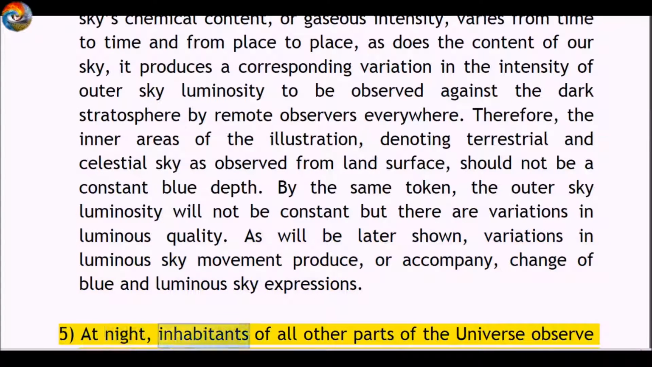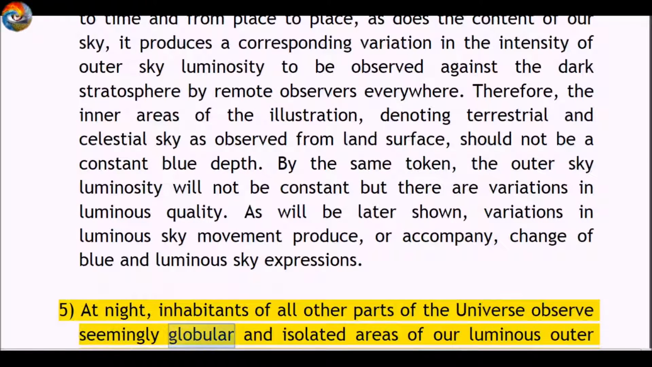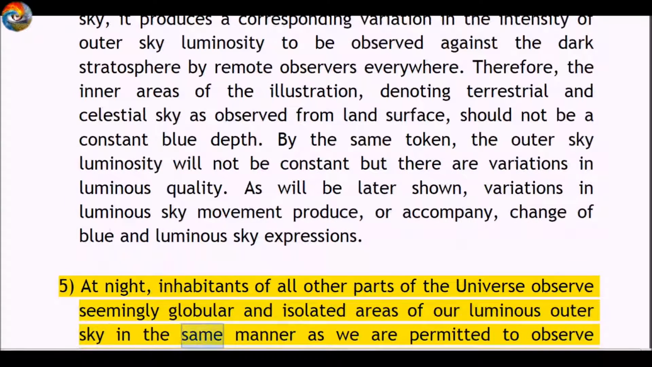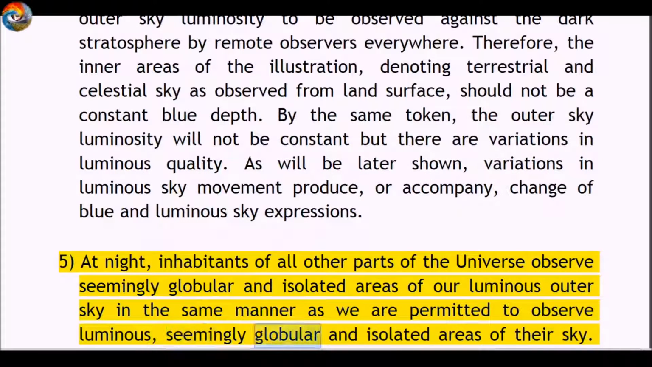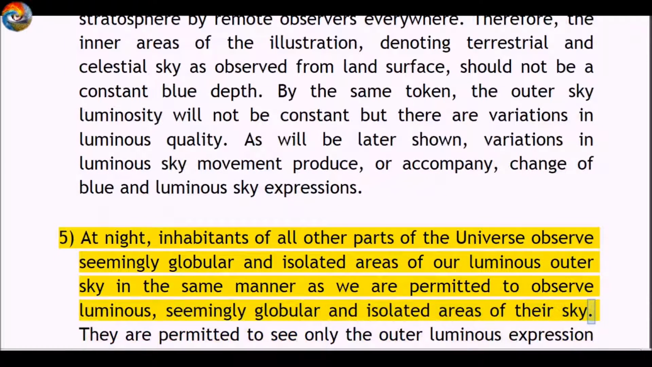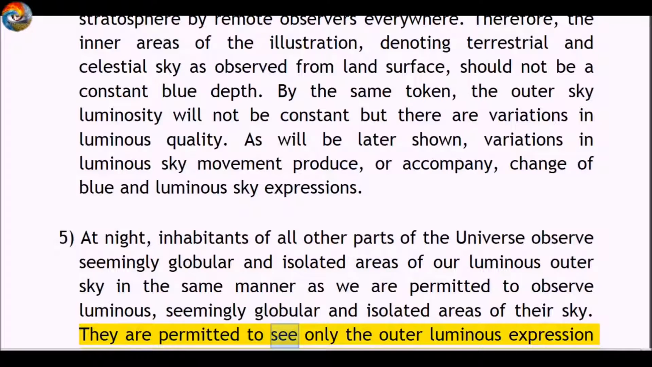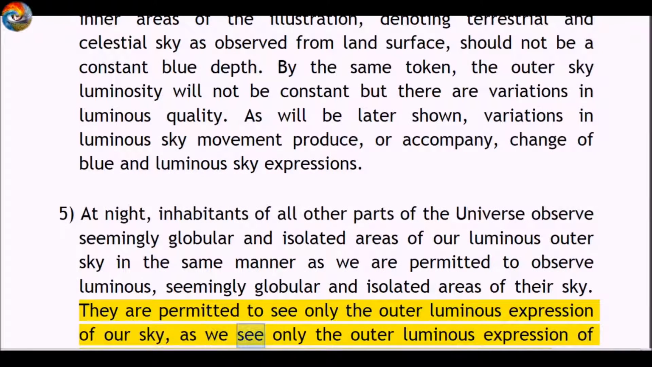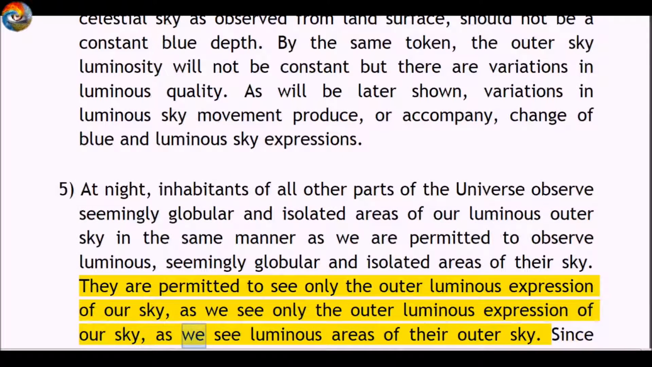5. At night, inhabitants of all other parts of the universe observe seemingly globular and isolated areas of our luminous outer sky in the same manner as we are permitted to observe luminous, seemingly globular and isolated areas of their sky. They are permitted to see only the outer luminous expression of our sky, as we see luminous areas of their outer sky.